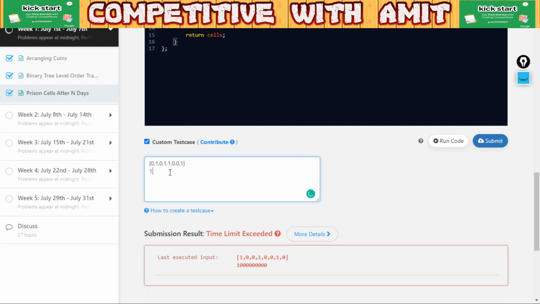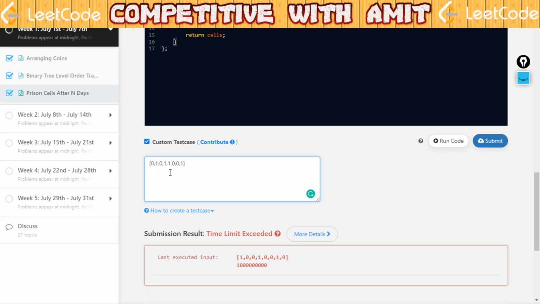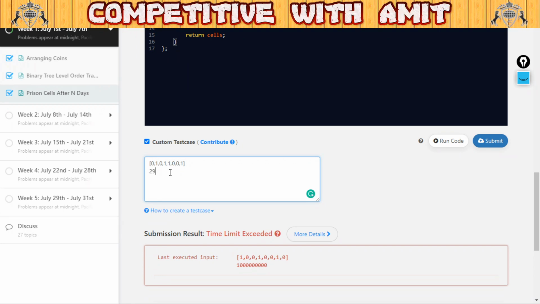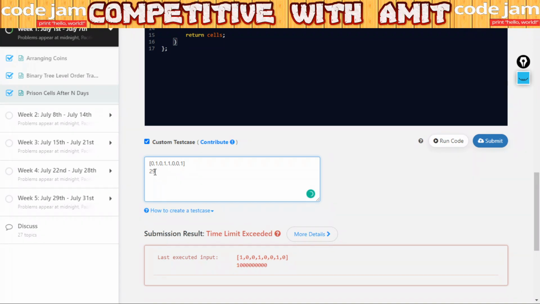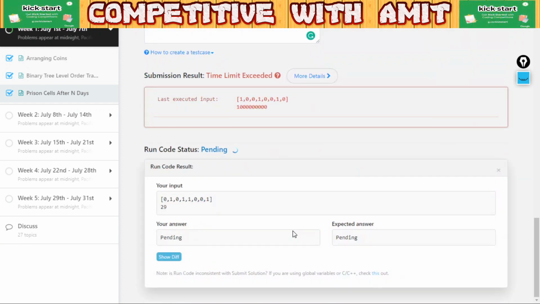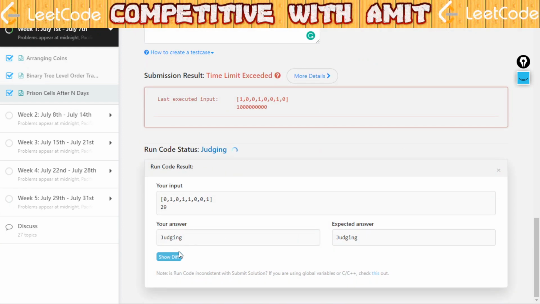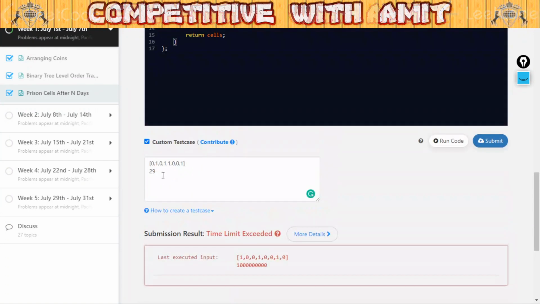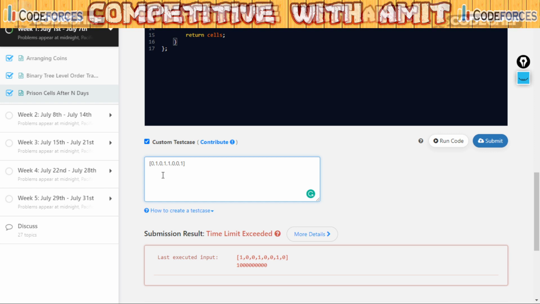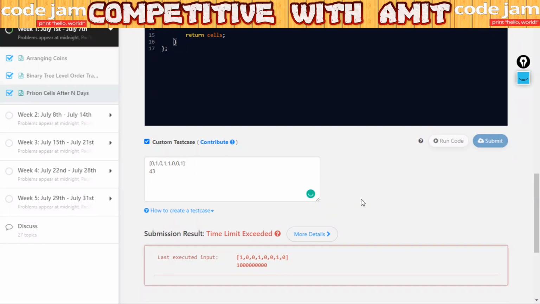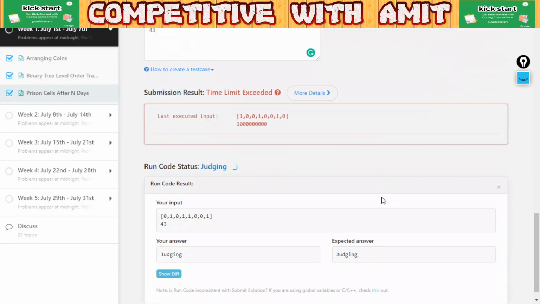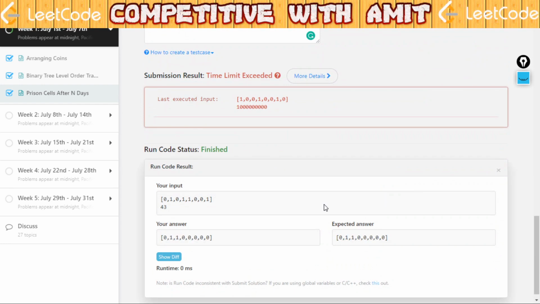Now I'll try for one more. For 1 I got, for 15 I got. So it must be equal for 29 also, because 1, 15 and 29, all their differences are 14 only. So for this also it should come the same. So it is coming the same. Now I'll try for one more. If we add 29 plus 14, it will be 43. So I'll try for 43. So for 43 also I am getting the same.